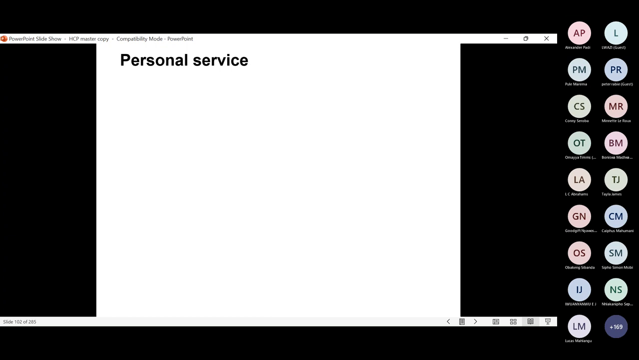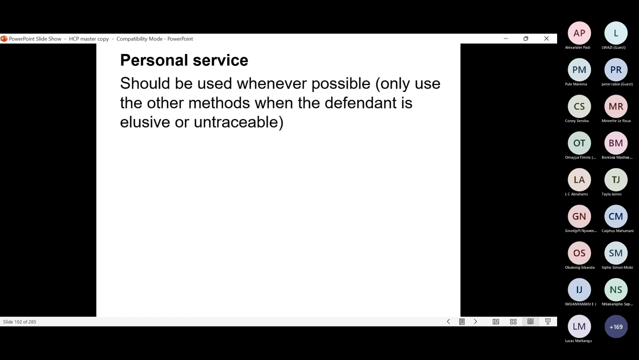Personal service is obviously the first choice. Personal service means service on the defendant or on the respondent, right? It's used whenever it is possible. The other methods you use are for when the defendant is elusive or untraceable. If you can't find him or if he's never at home, then you would use one of the other methods. But the first choice would always be personal service.